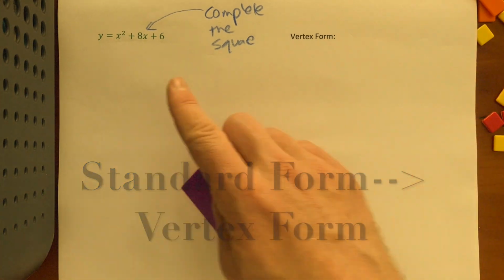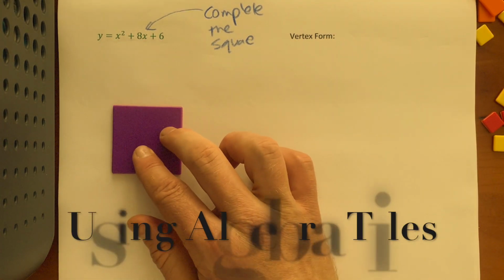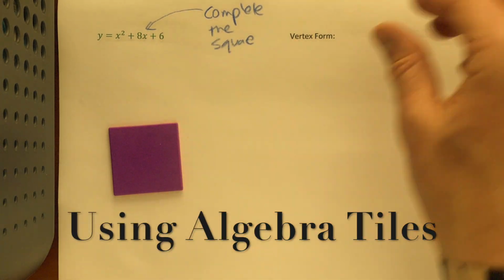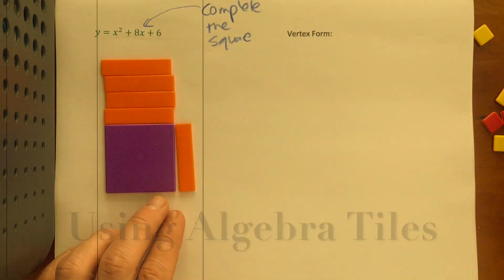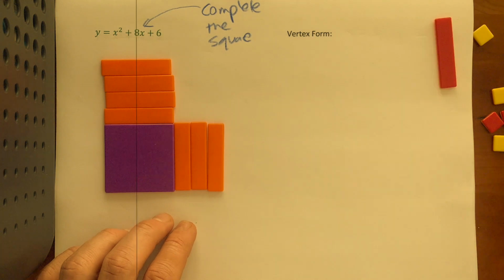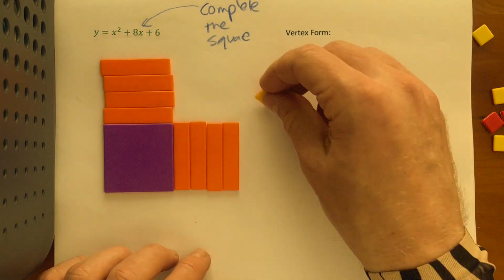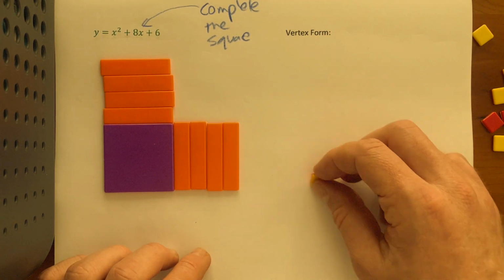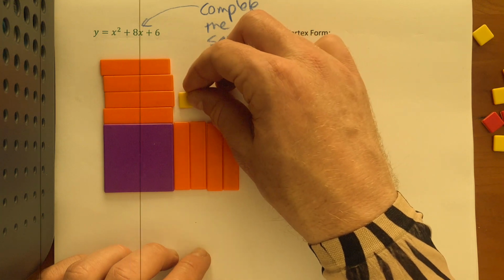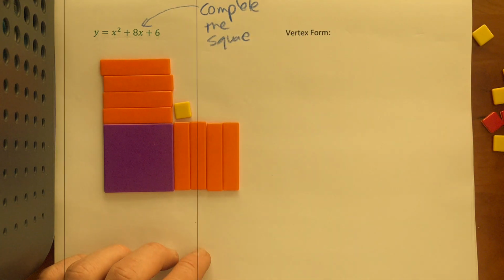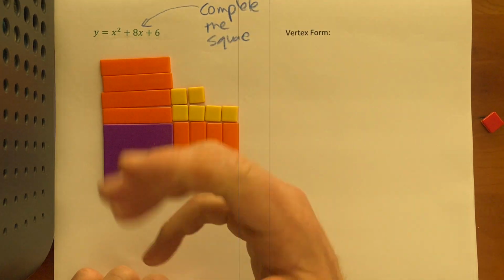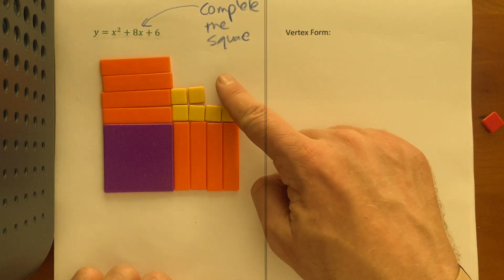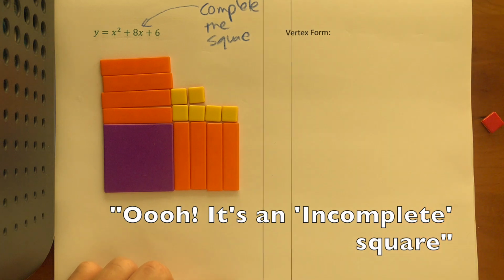In this episode, we'll start in standard form. This will be an incomplete square. We will have to complete the square. We have 8 x's in the middle term, so that means we're going to stack 4 x's on the right side, 4 x's on top, split the middle term in half. Those are the 6 ones in the standard form. Ooh, it's an incomplete square.